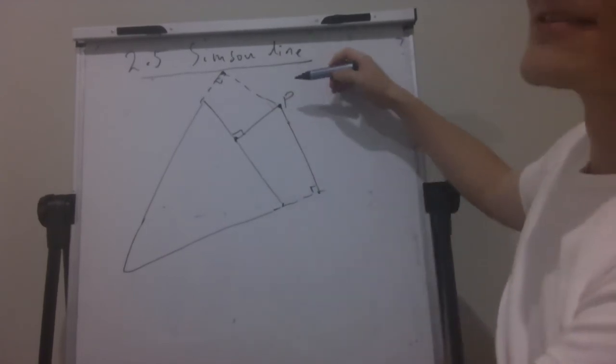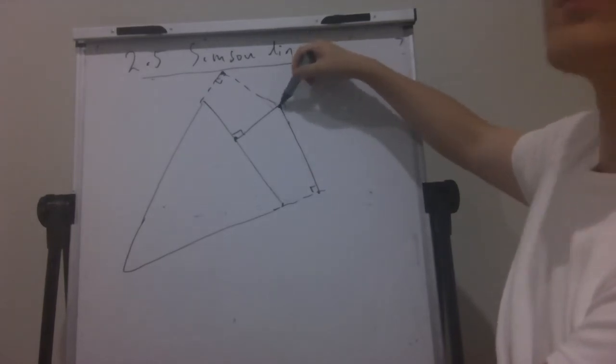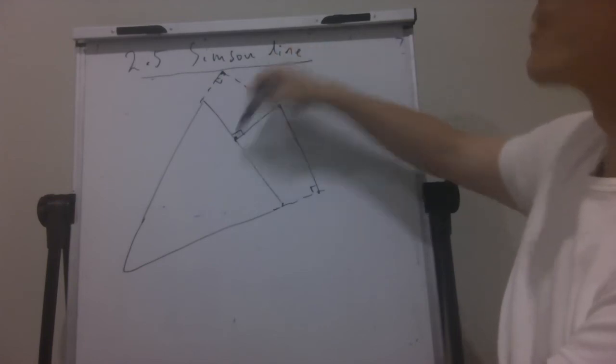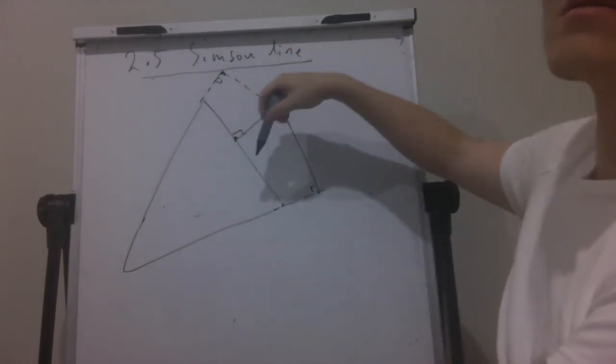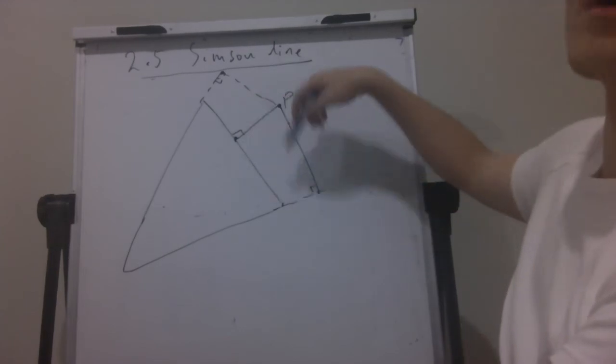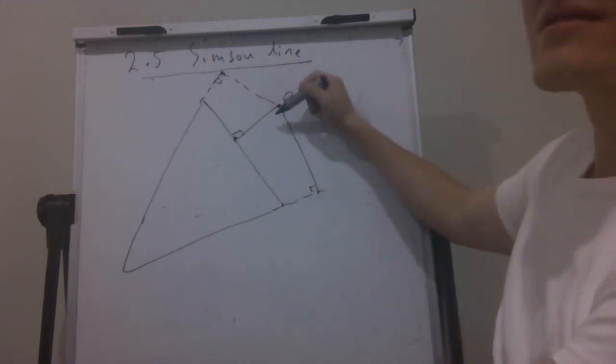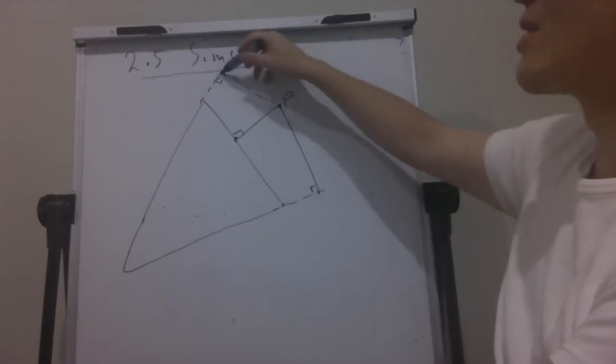Okay, so any point P, right? You make the foot of the perpendiculars to the three sides of the triangle, right? And then the 3 points, if they make a triangle, it's called a pedal triangle. Okay? And we call it degenerate if it's collinear, yeah?